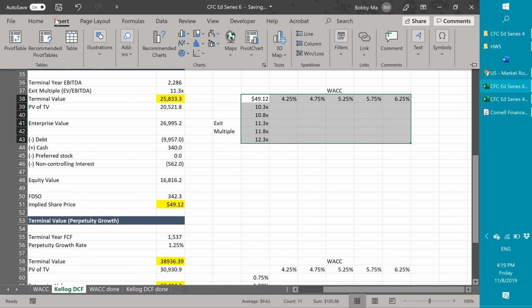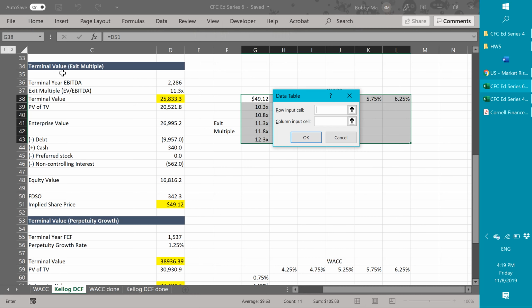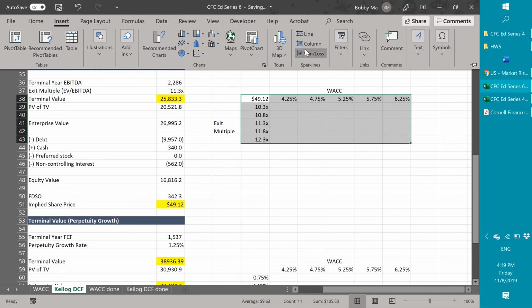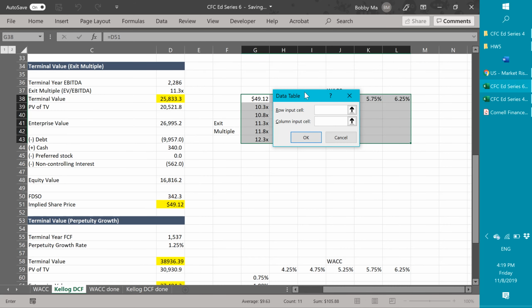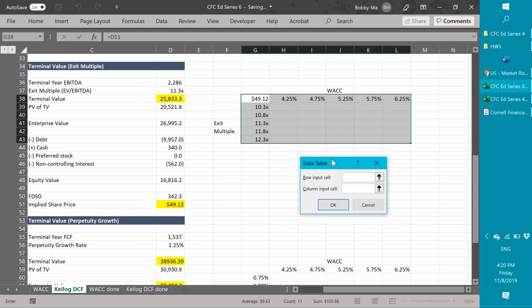And then we're going to go insert. Hold on. I know the shortcut is alt DT, but let's see, where did it go? So insert, yikes. Where's in data? Oh, it's in data. So we go to data, what-if analysis, and then we click data table. Right, so you don't have to follow along for this. I'm just showing you all how this works. But yeah, so you do data, what-if analysis.